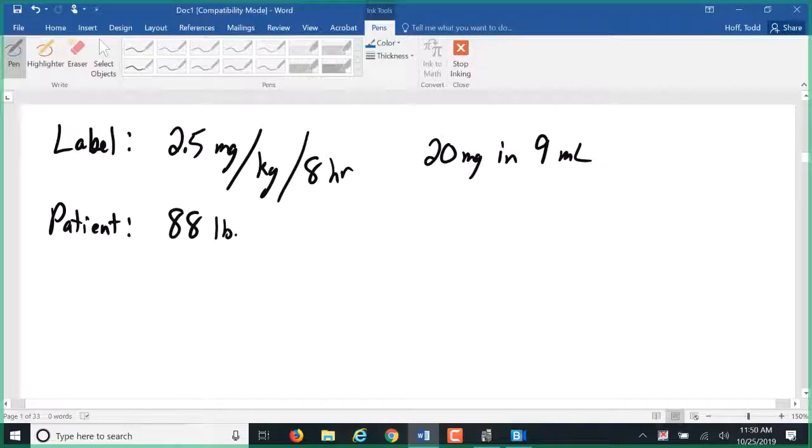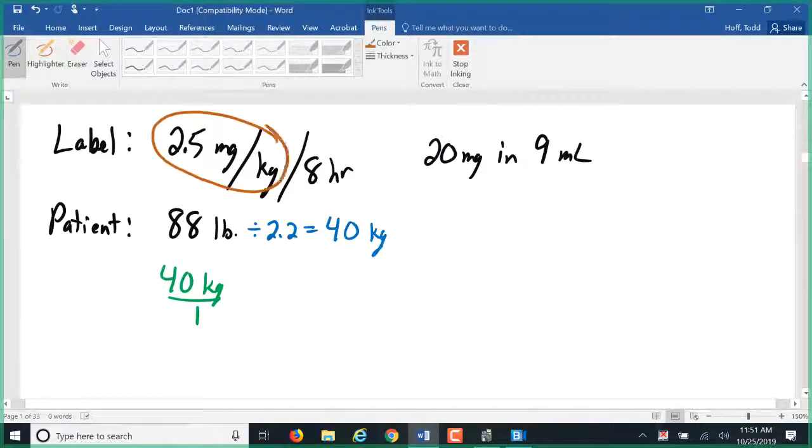So our first step, as always, is to make sure that the weight of our patient is in kilograms. Figure 88 pounds divided by 2.2, giving us a 40 kilogram patient. That's where we start our dosage calculation, is at 40 kilograms over 1. We have 2.5 milligrams per kilogram, saying that 1 kilogram is equivalent to 2.5 milligrams of medication. We've canceled out the kilograms, we're in milligrams.